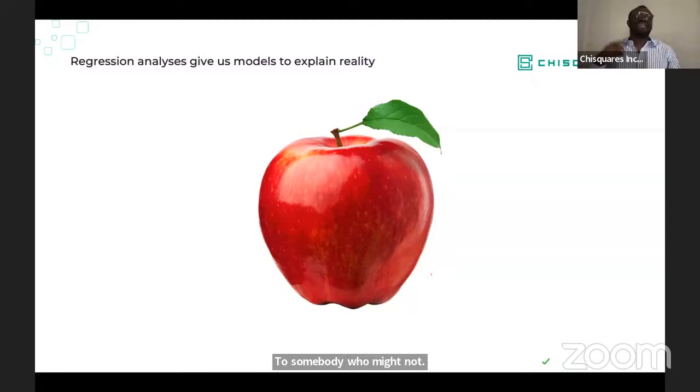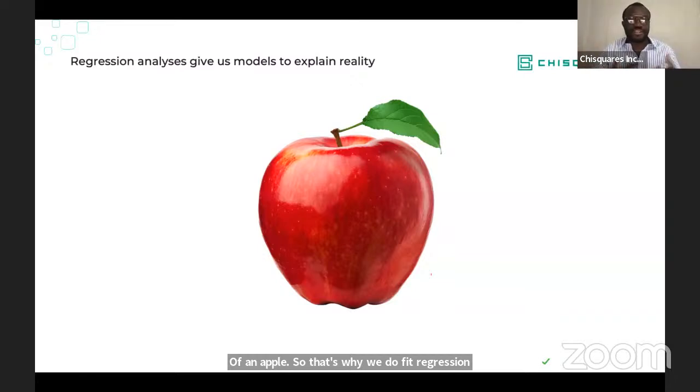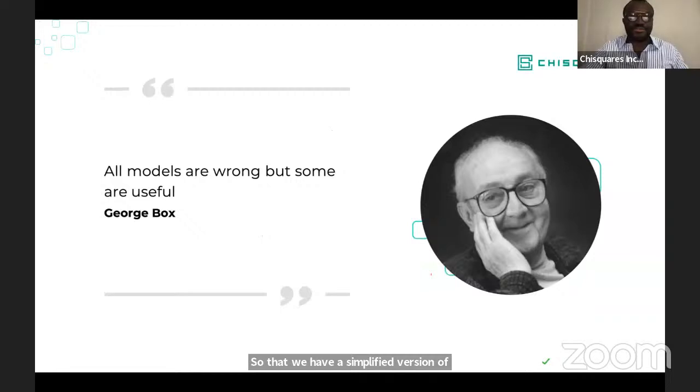So that when that guy finally sees an apple, it's like, oh, I see. I think I know what this is. This is an apple because I have seen a model of an apple. So that's why we fit regression models, so that we have a simplified version of reality, so that we can explain the world to people, so they can understand too.